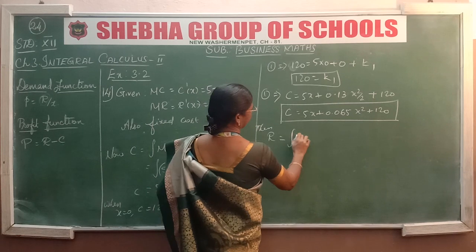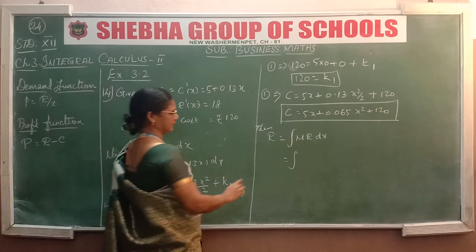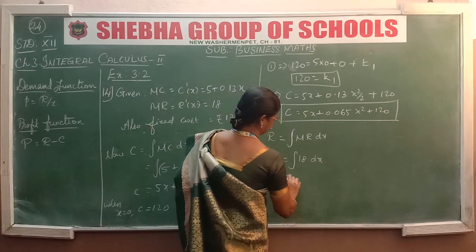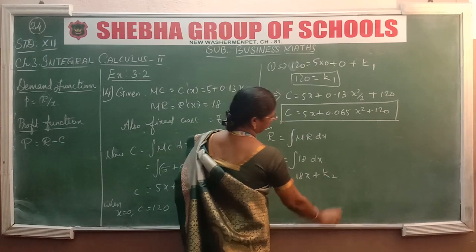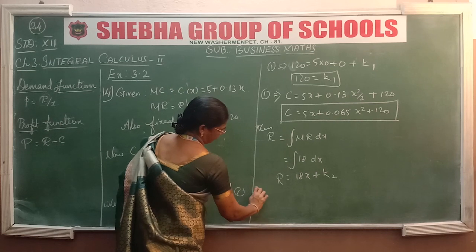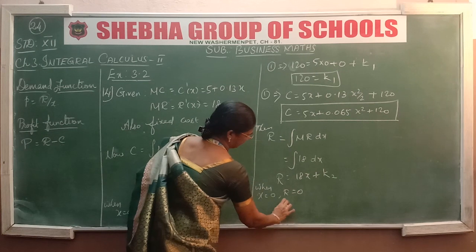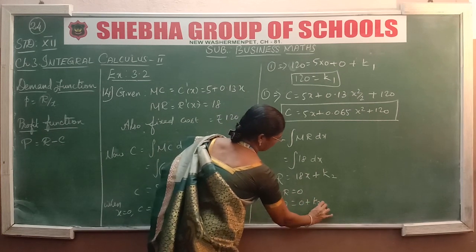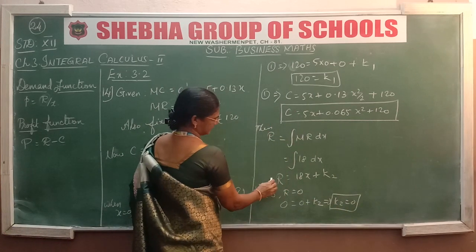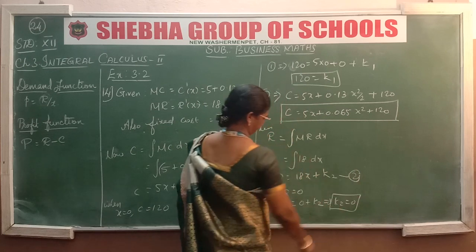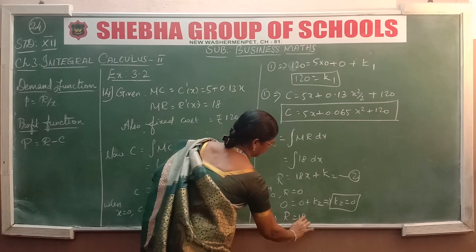R is equal to integral MR dx, isn't it? So integral MR is what? MR is 18, so 18 dx, which is equal to 18x. So R is 18x plus some other constant k2. Now we know here x equal to 0 and R becomes 0. Using this we get 0 equal to 0 plus k2, which implies our k2 value is 0. Therefore, substituting here, the second equation gives R equal to 18x.